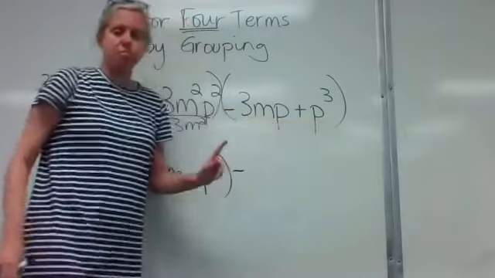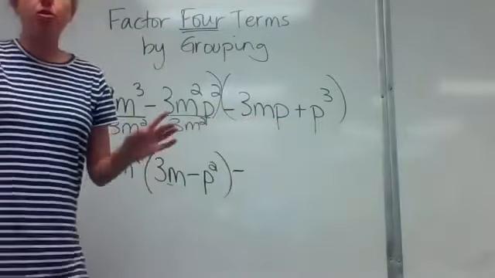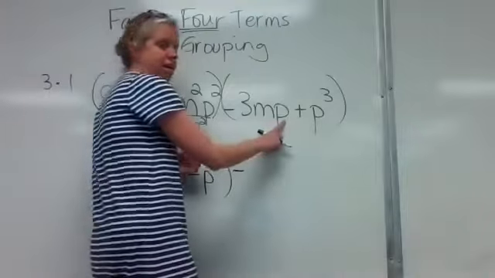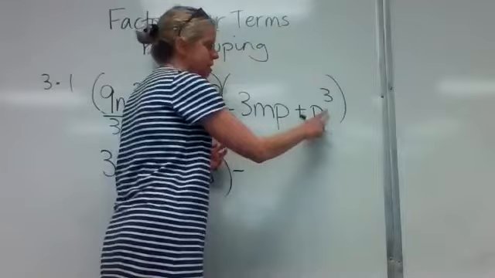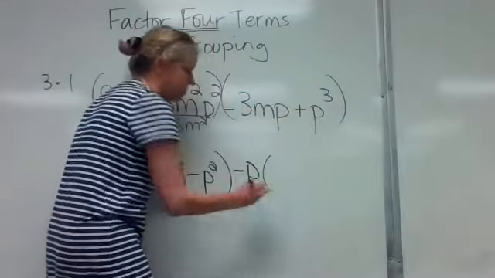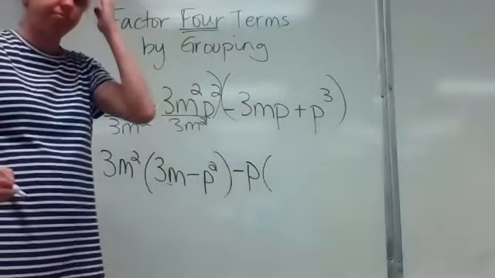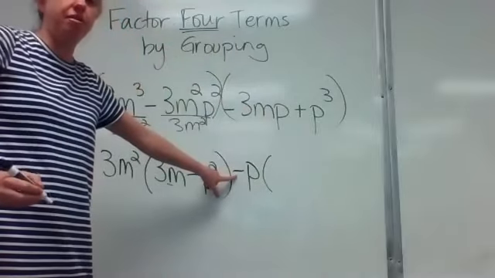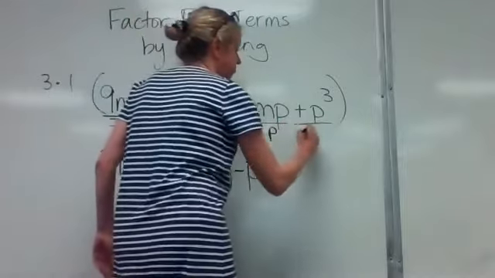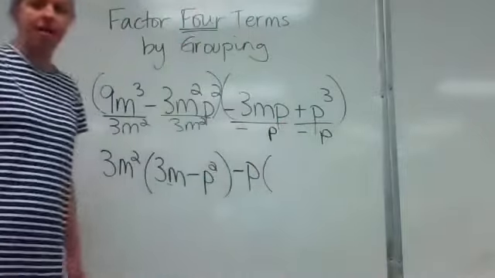They do both have some P though. So here's where I'm going to pull out whatever the smallest exponent is. So if this one has P and this one has P to the third, I can pull out a P, right? They both have P in common. So here's what I pulled out, negative P. So that's what you put underneath here, and divide by that.